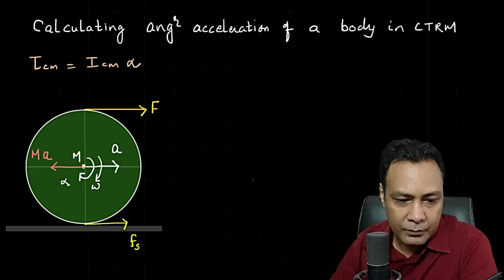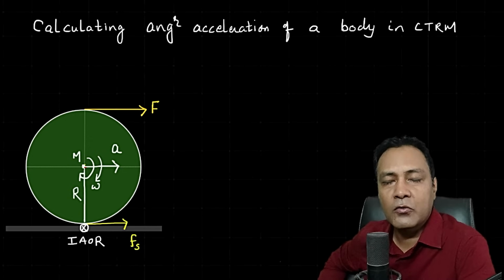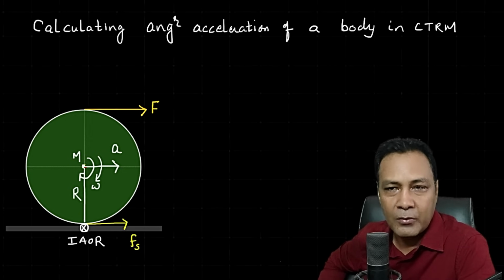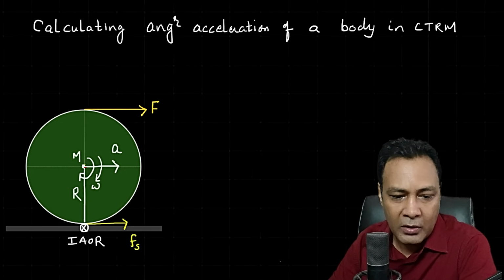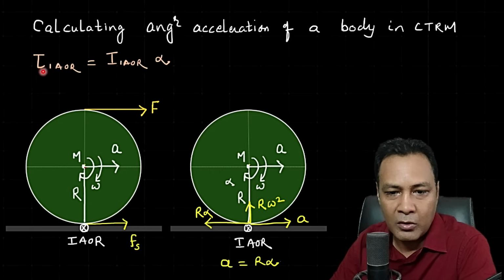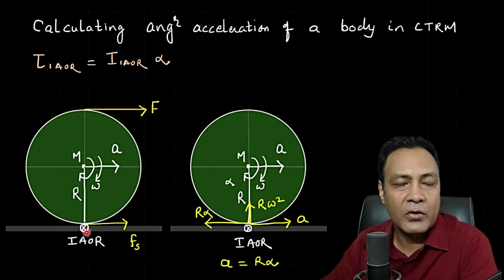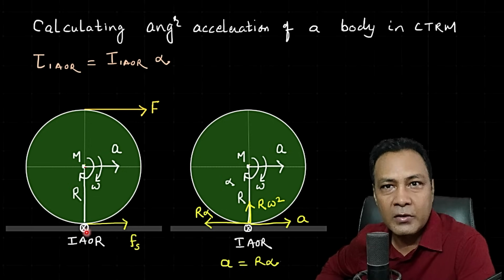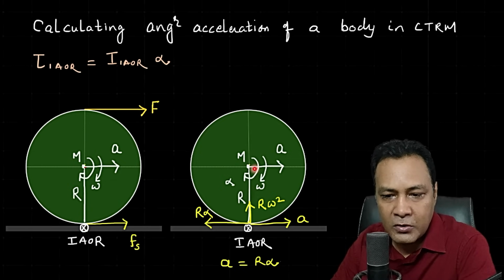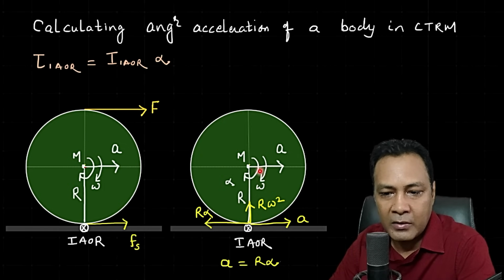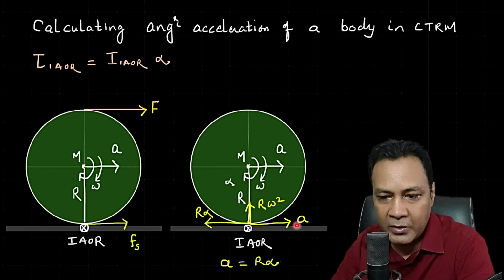And now the next thing is, can we apply torque about the IAOR? Again, yes, you can apply torque about any point. So here we want to apply torque about the IAOR: torque is equal to I about the IAOR times alpha. So once again we have to see what are the various terms of the acceleration of the IAOR. With respect to the center of mass, one acceleration would be R alpha and one would be R omega square, and in the ground frame we have to add A.